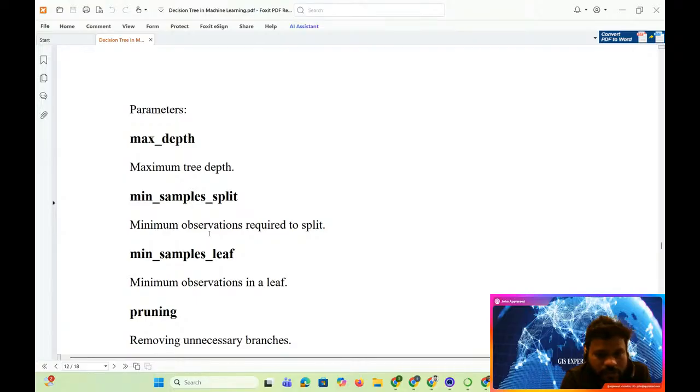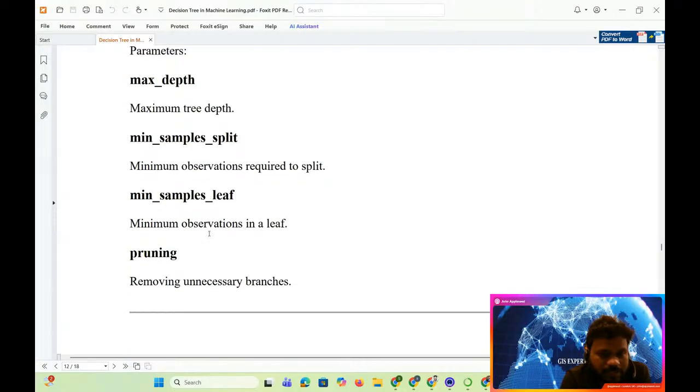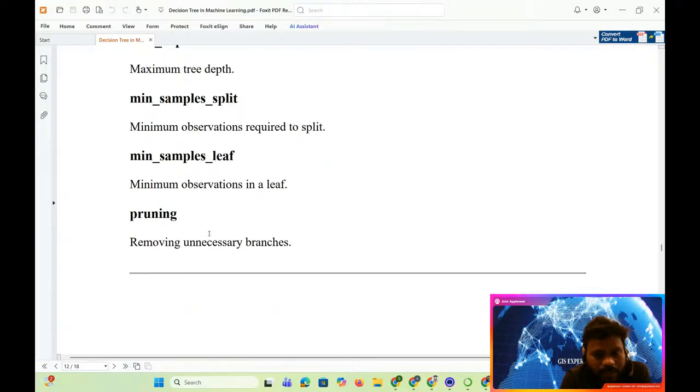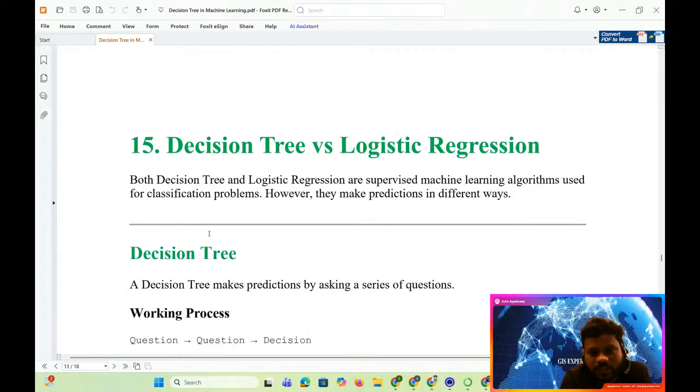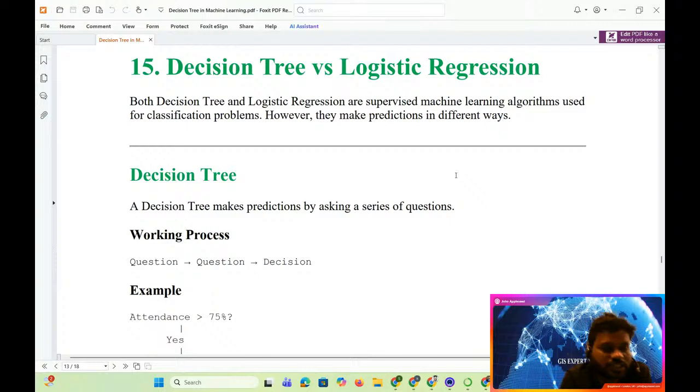So minimum observation required to split, minimum samples leaf, minimum observation in a leaf, pruning, removing unnecessary branches. So, decision tree versus logistic regression. Both decision tree and logistic regression are supervised machine learning algorithms used for classification problems. However, they make predictions in different ways.